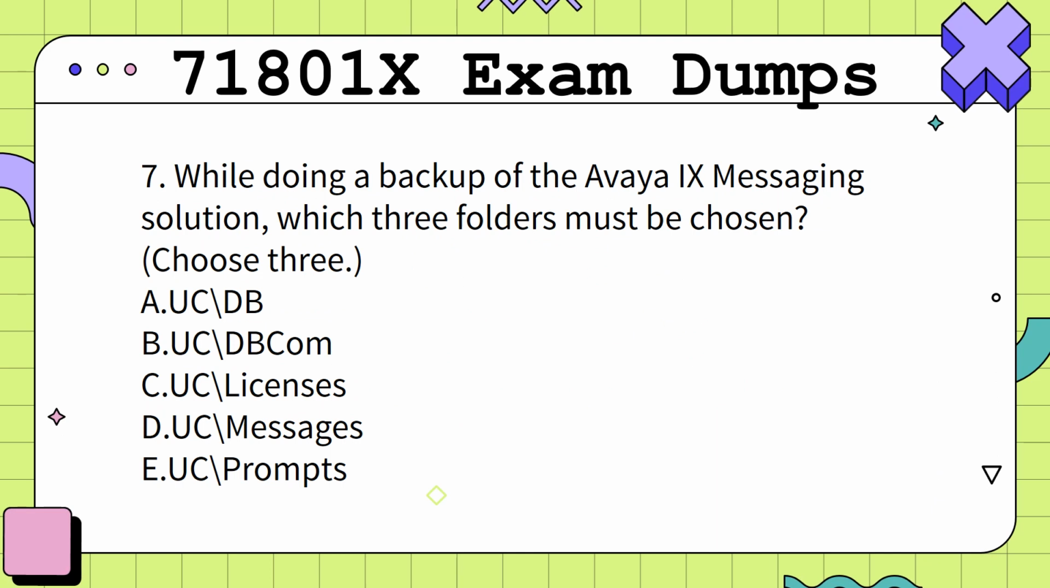7. While doing a backup of the Avaya IX Messaging solution, which three folders must be chosen? Choose 3. A. UC DB. B. UC DB COM. C. UC licenses. D. UC messages. E. UC prompts.